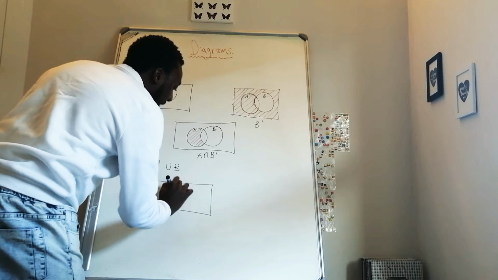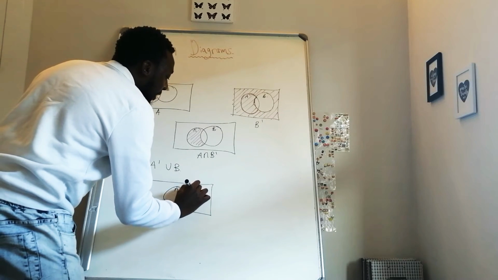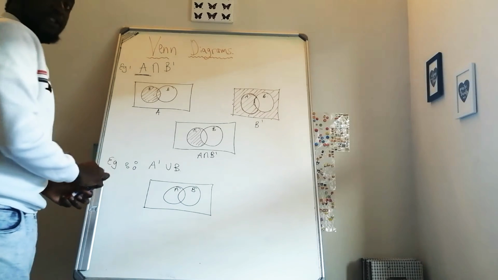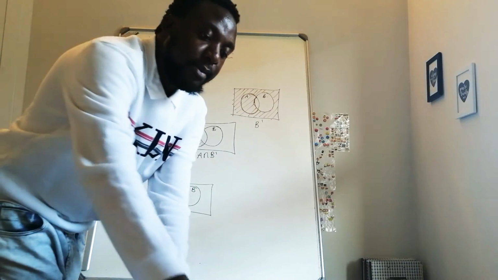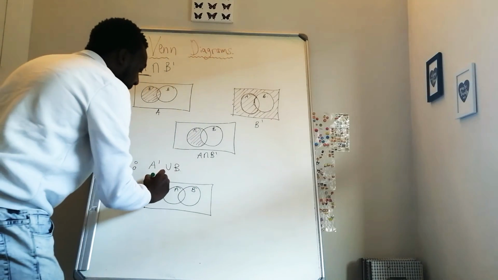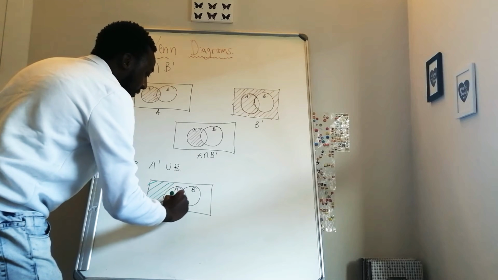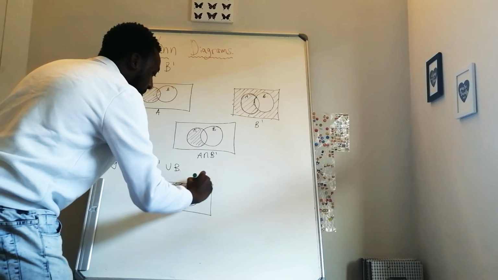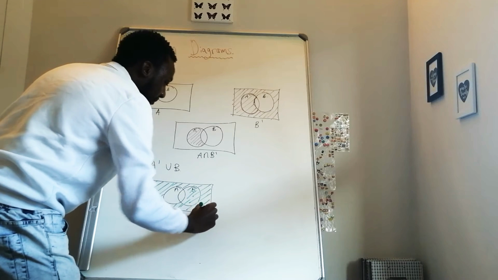So if that's my A and that's my B, that's A, that's B. What is the complement of A? You first draw the first one, remember. Complement of A, use green, is all of this. This is all the complement of A, right?